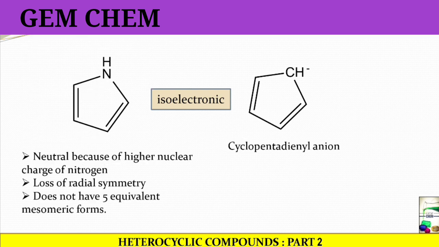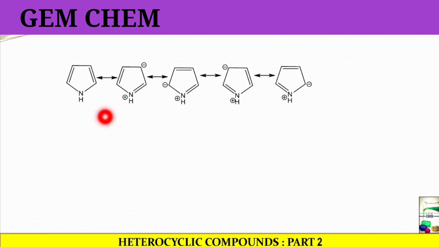Similarly, the next case is that it does not have 5 equivalent mesomeric forms, that is the resonating forms are different for pyrrole, whereas in the case of cyclopentadienyl anion, the resonating forms are actually similar. So let us look into the different resonating forms. If you can see here, this is our pyrrole. So one of the bonds comes here.